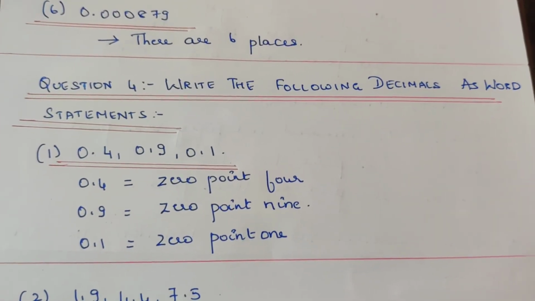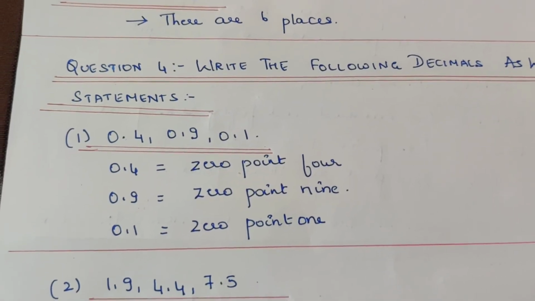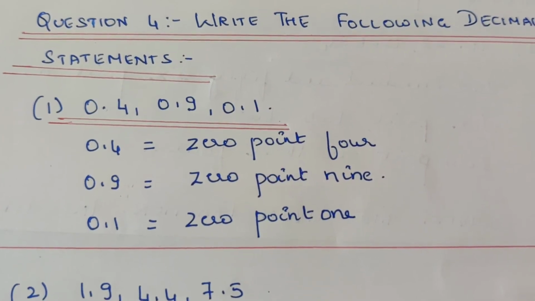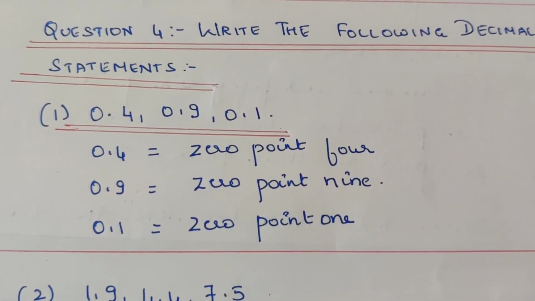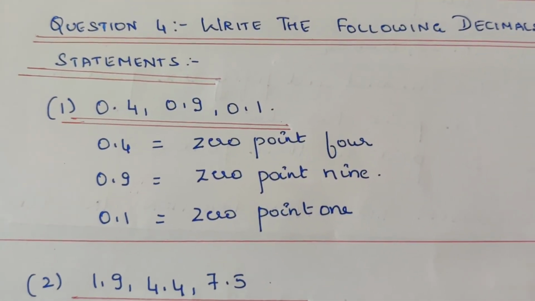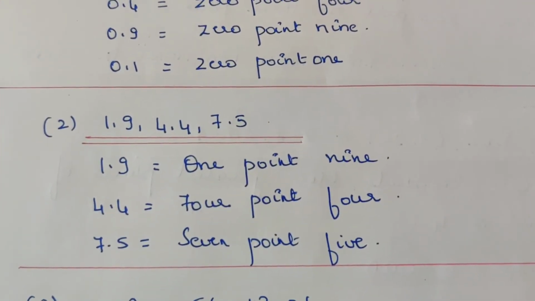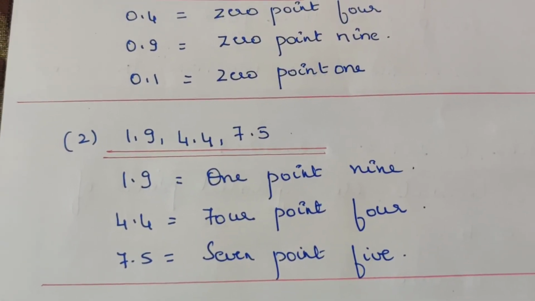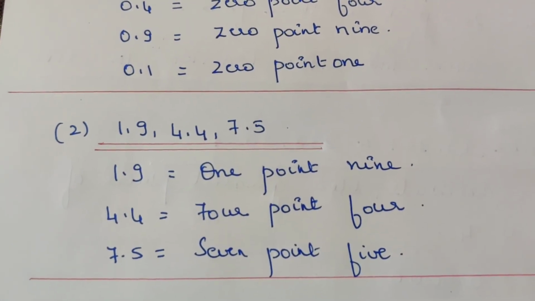Question number 4. Write the following decimals as word statements. Very easy. 0.4, 0.9, 0.1. The way you say it, write it in words. 0.4, 0.9, 0.1. So you just write it in words. Very easy. Next one, 1.9, 4.4, 7.5. The way you read, you have to write it in words.